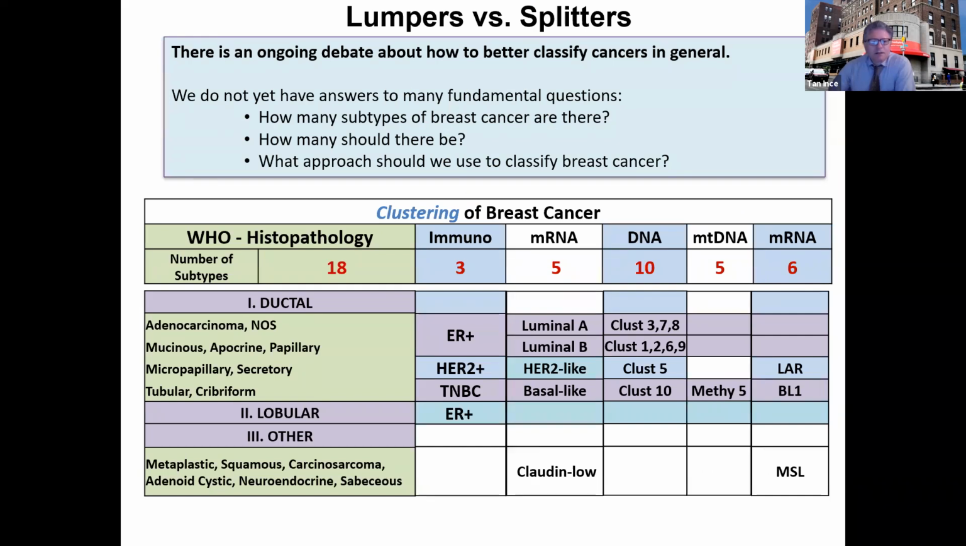So if you look at breast cancer, which is one of the areas I focus on, there's an ongoing debate about how to classify them. So this table shows you all the complexity. There's 18 subtypes according to WHO classification. And then each of these columns is another group proposing 3 subtypes, 5 subtypes, 10 subtypes, and nobody's sure how many there should be.